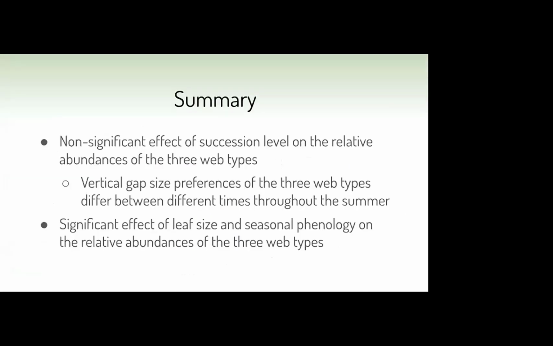So in summary, contrary to what we predicted, we did not see a significant effect of succession level on the relative abundances of the 3 web types, since the variable that correlated with succession across our study sites did not significantly affect the relative proportions. And this is likely because the preference of those 3 web types changed between our 2 sampling rounds. However, we did see a significant effect of both leaf size and seasonal phenology on the relative abundances of the 3 web types.